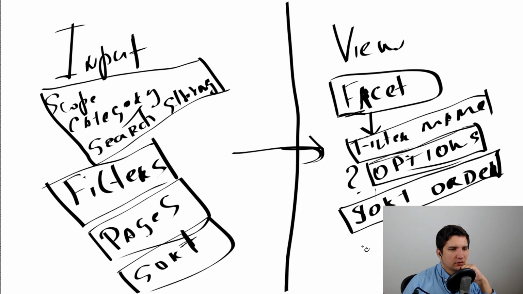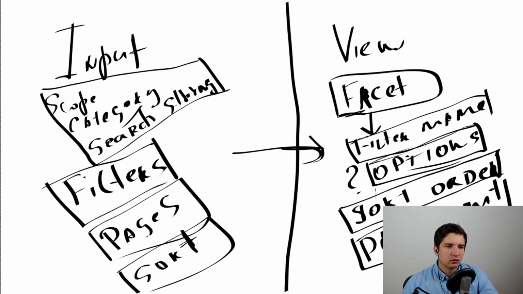And another thing that we want to output on a view is page numbers. So we want to tell how many pages, or what page we are on, and what our page limits are. So how many items per page, or what the page number is right now. So we can provide this data.